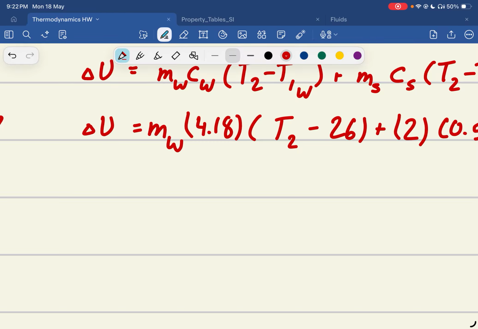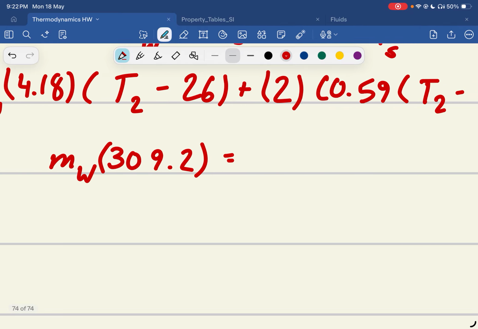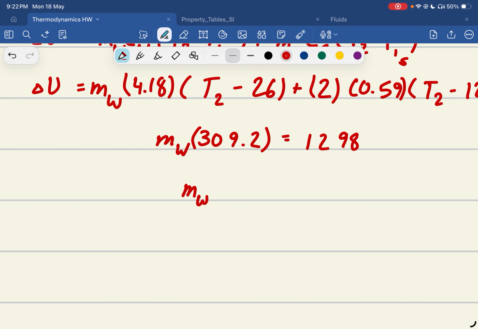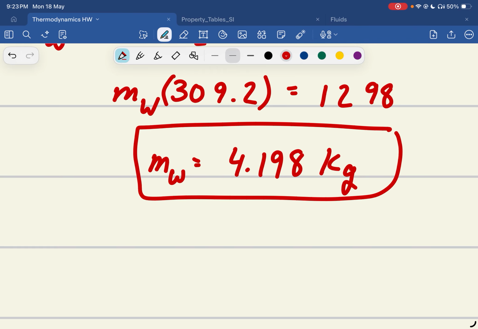So now we multiply everything. 4.18 times 73.97 gives 309.2 times the mass of water, which equals 2 times 0.59 times (99.97 minus 1,200), which equals 1298. We divide everything, and our mass of water would be 4.198, and that is in kilograms. And that is our solution.